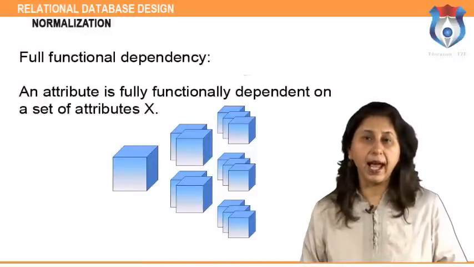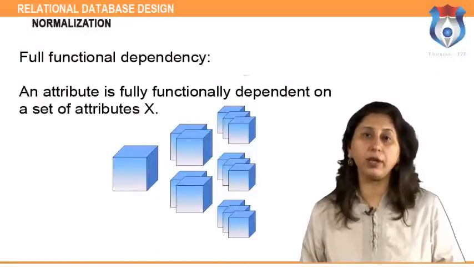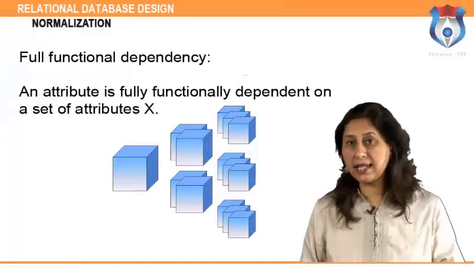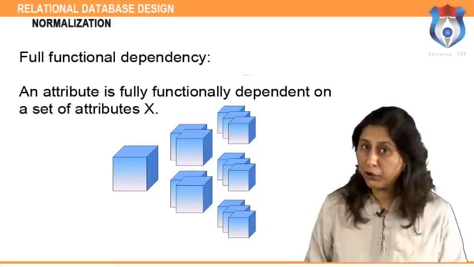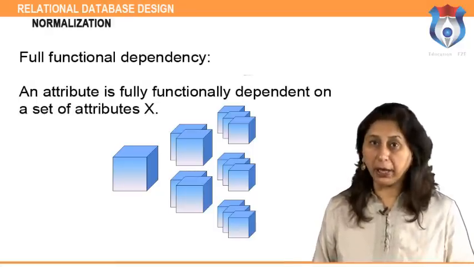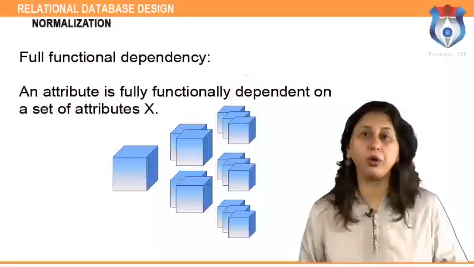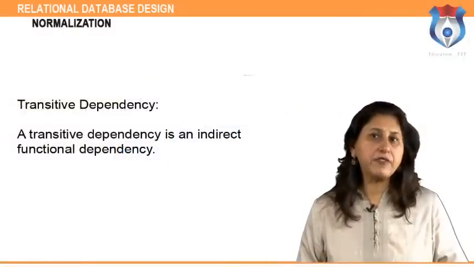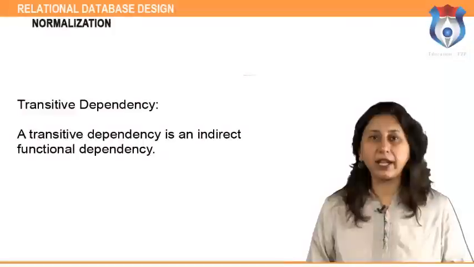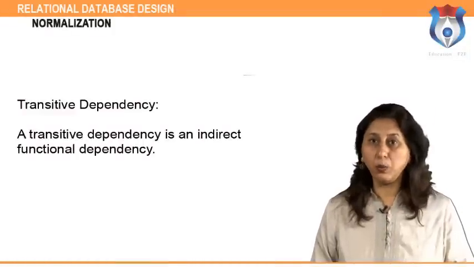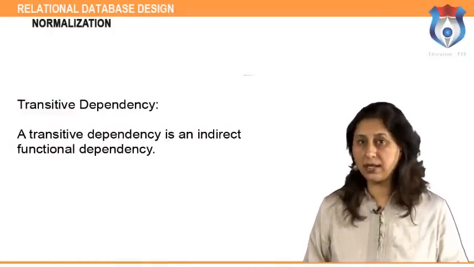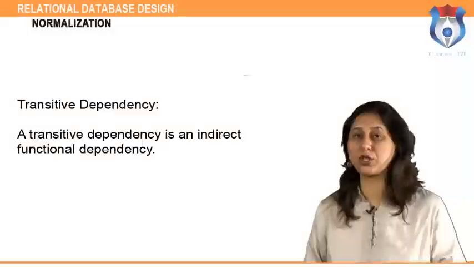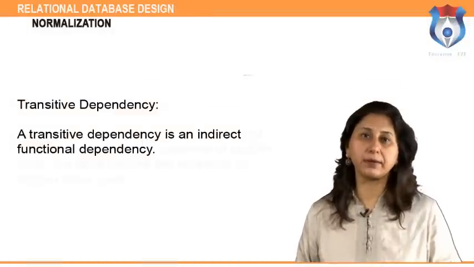Employee address has a functional dependency on employee ID skill, but not a full functional dependency because it is also dependent on employee ID. A transitive dependency is an indirect functional dependency, one in which X to Z holds only by virtue of X to Y and Y to Z.